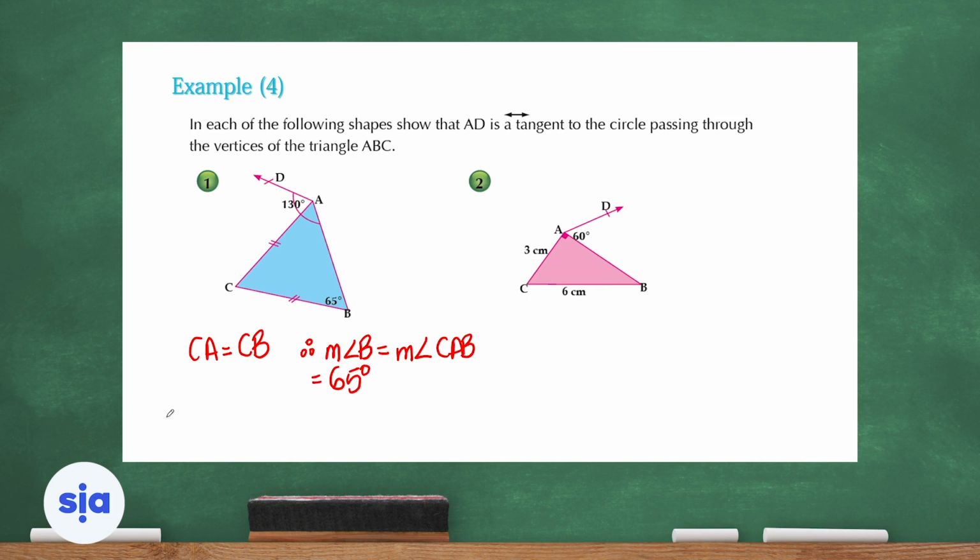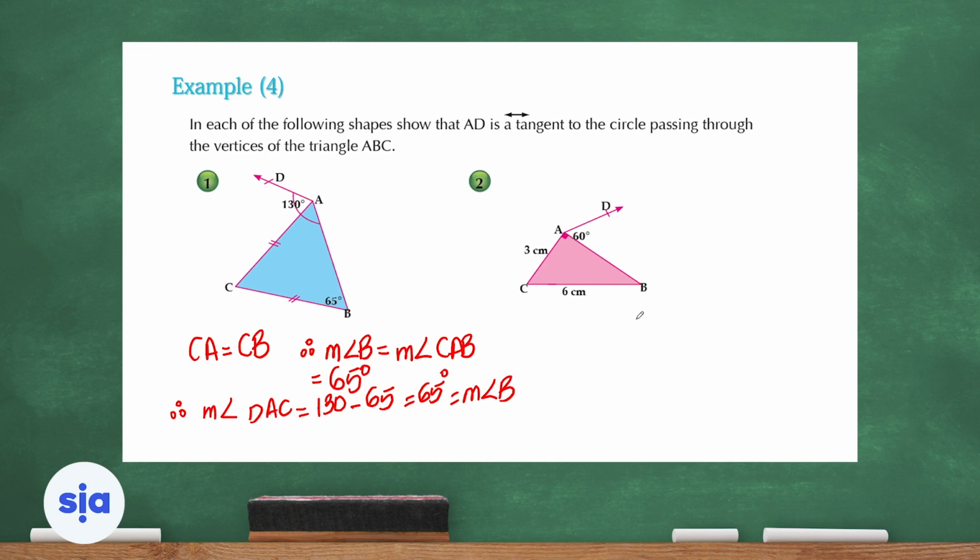Then the measure of angle DAC equals 130 minus 65, which is 65 degrees, which is the same as the measure of angle B. Therefore, AD is a tangent to the circle passing through the vertices of triangle ABC.